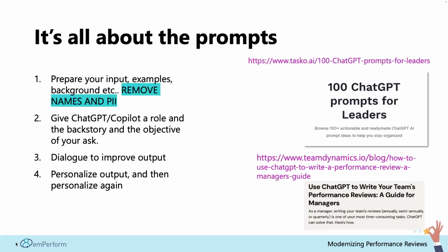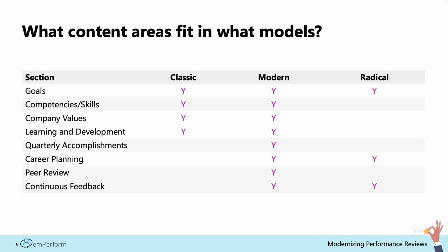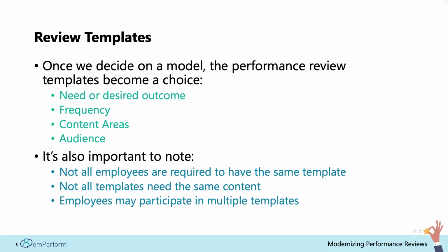really important. And so when we get to the end of this content area, we say, okay, this is the key takeaway. Where do these content areas fit within the performance review process? You can see here, classic with the first 4. We add the next 4 to modern, and radical are really about goals, career planning, and continuous feedback. So to sum up, now that we know the content, we can create templates, and that becomes what our desired outcome is, what the frequency is, pick the content areas, and make them suitable to the audience.